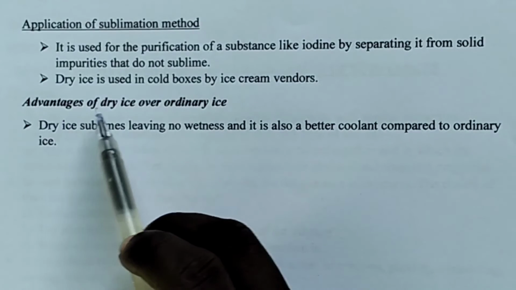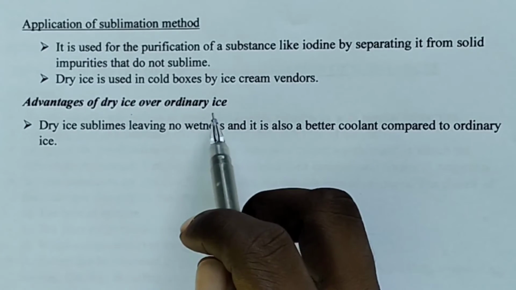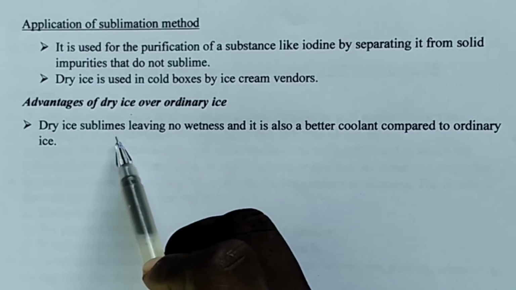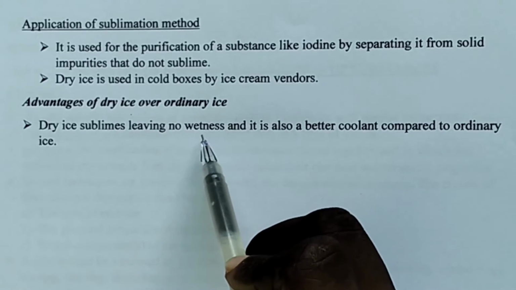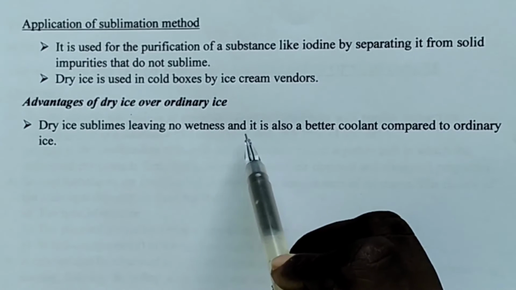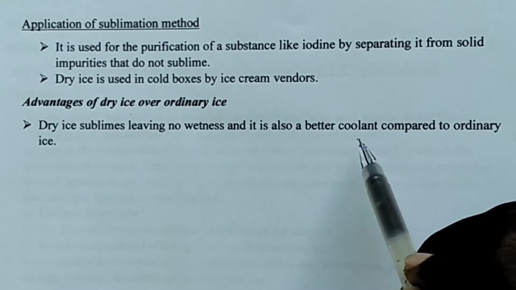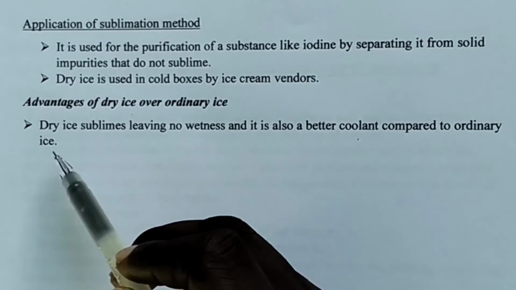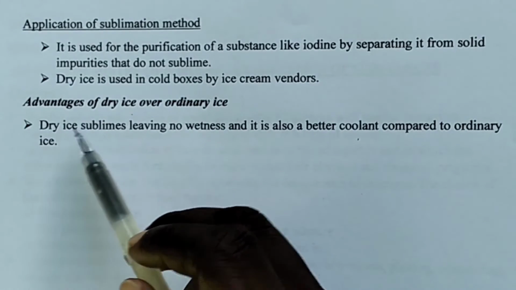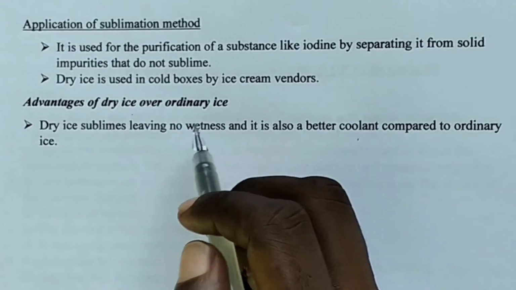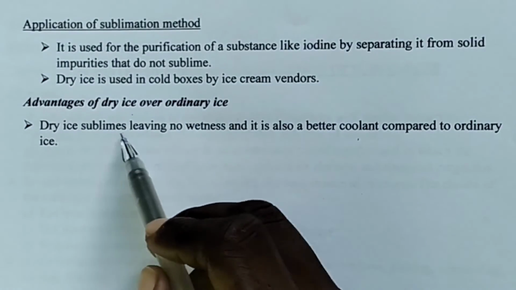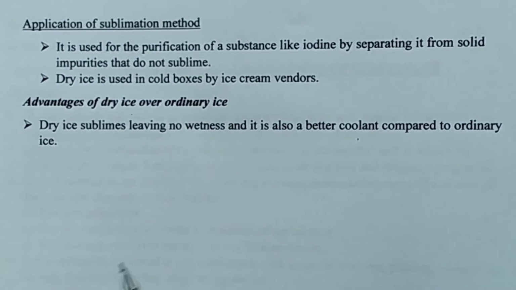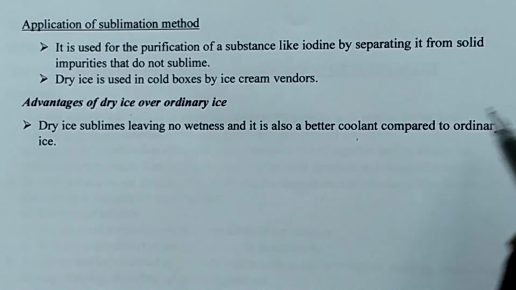Advantages of dry ice over ordinary ice. Dry ice sublimes, leaving no wetness, and it's also a better coolant compared to ordinary ice. So we have two advantages of dry ice over ordinary ice. One, dry ice sublimes, leaving no wetness. Number 2, it's also a better coolant compared to ordinary ice.